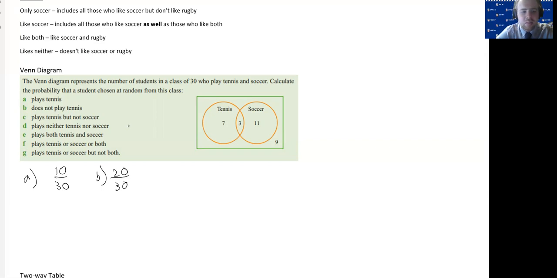Okay, part C, plays tennis, but not soccer. And in this example, we're going to use that 7 number. We don't include the overlap score. So this one will just be 7 out of 30, the probability of finding someone who plays tennis but not soccer.